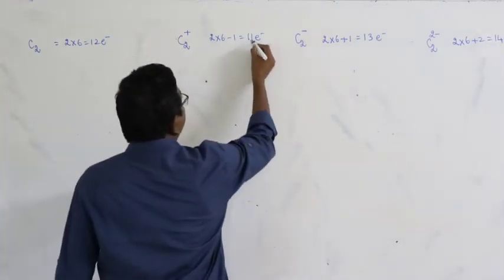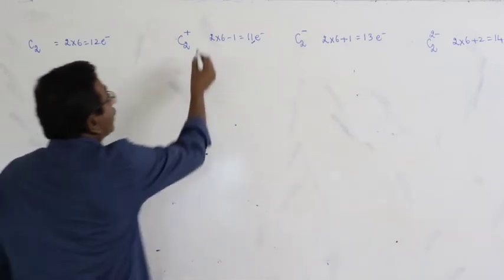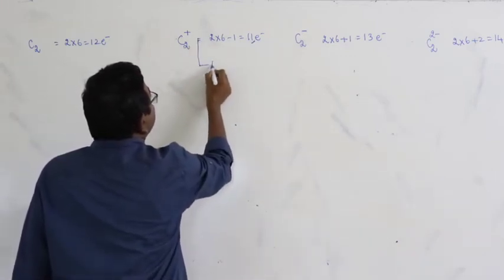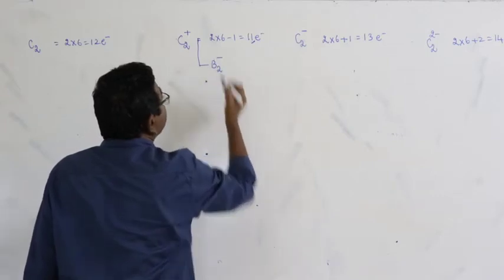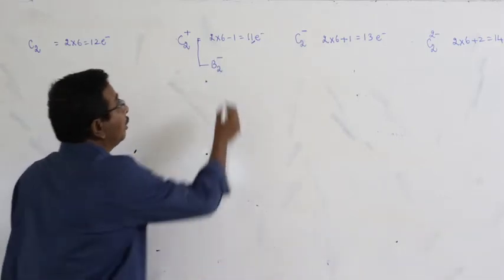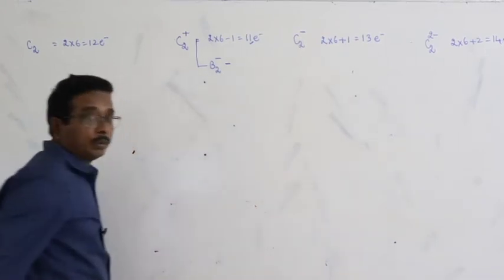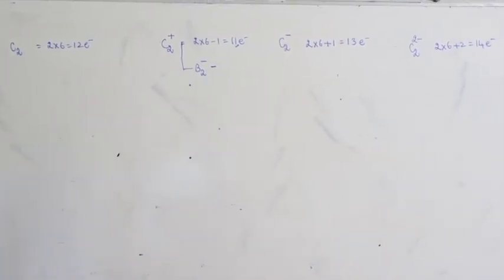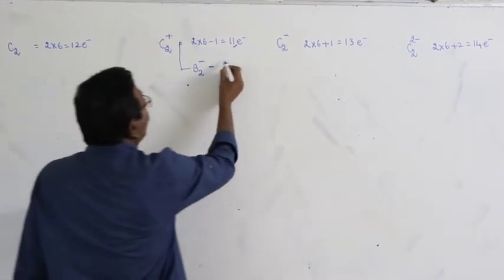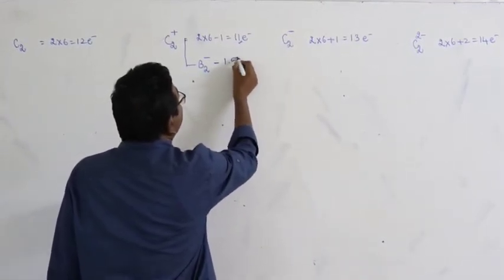We have already learned about this 11 electron system. What is that? Here B2 minus. B2 minus bond order is equal to 1.5.